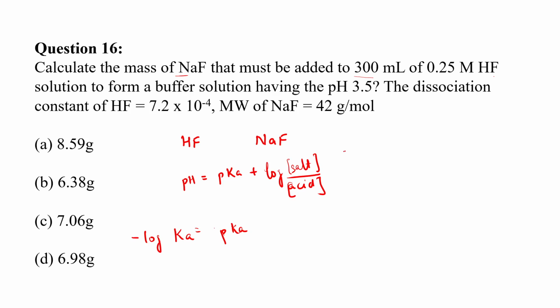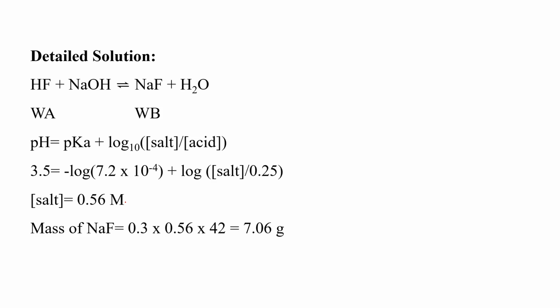So mass of NaF, so if I get concentration in molarity, how do we calculate the mass? I told you what is molarity. Molarity is equal to moles per liter, right? So here I got 0.56 molar. 0.56 molar means 0.56 moles per liter. Now 0.56 moles will correspond to, if you multiply it with its molecular weight, you will have the grams, and since it is in per liter, we have to multiply it with the volume that is required.